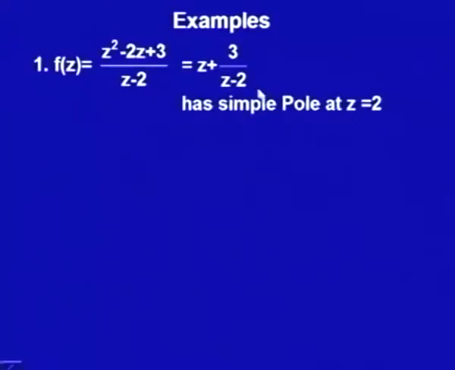This has a simple pole at z = 2, because the principal part contains only a single term. So it is a pole at 2, and it is a simple pole because it is of first order. Let us do some more examples.